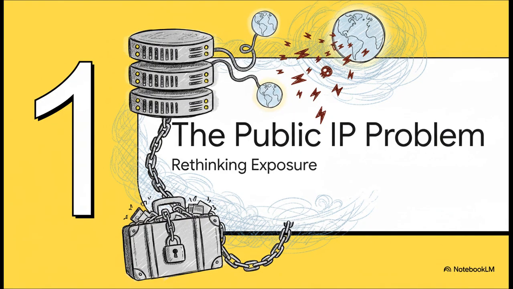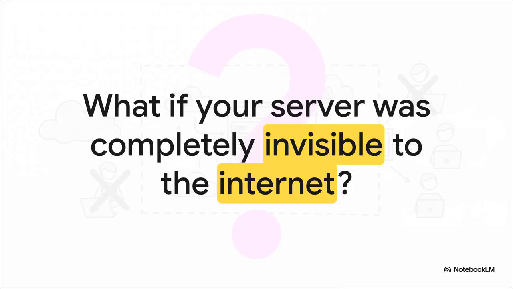All right, Section 1, the public IP problem. For decades, the standard playbook for running a server meant slapping a public address on it and just opening it up to the internet. But as you can imagine, that approach comes with a ton of security baggage. But what if we could just scrap that old model entirely? What if your server, the one holding all your critical data and code, was a complete ghost? No public IP address, no open doors for attackers to even try knocking on. It sounds kind of radical, right?